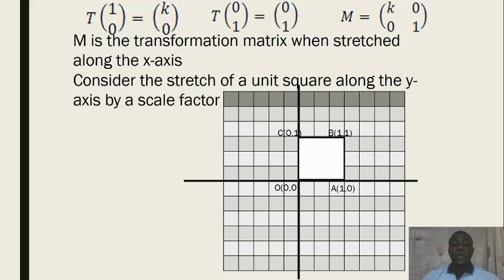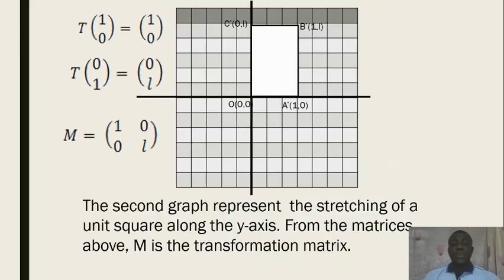Point O and point A will not change, but point C and point K will change. Let us look at the diagram below so that we can get it better. When you look at point K, point C and point B, you find that they are new coordinates after stretching along the y-axis. Instead of C being (0, 1), it becomes (0, L). And instead of B being (1, 1), it becomes (1, L).